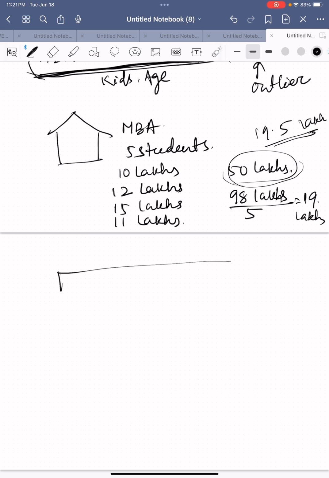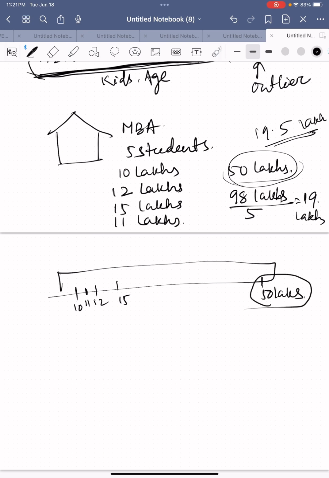So let's say this is our value. So let's say this is our 10 lakhs, this is 12 lakhs, this is 15 lakhs, this is 11 lakhs. Let's say this is 50 lakhs, right? So this outlier value is pulling your average towards the right. So it's creating a skewness in your data set, right? So this is what an outlier does. It is an odd data point in your whole data set.